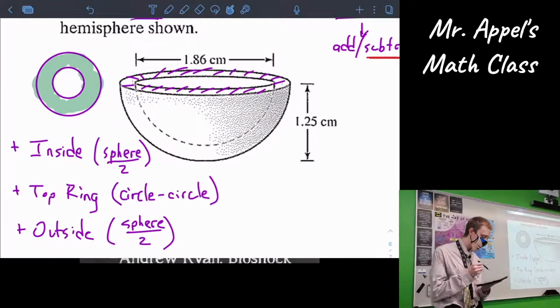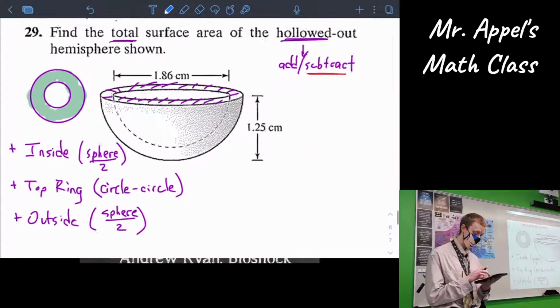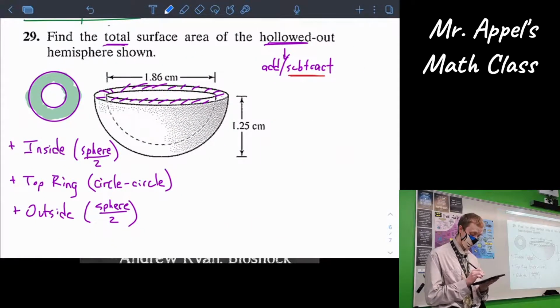Well, let's get to it then. Let's start with the inside sphere, or inside hemisphere.